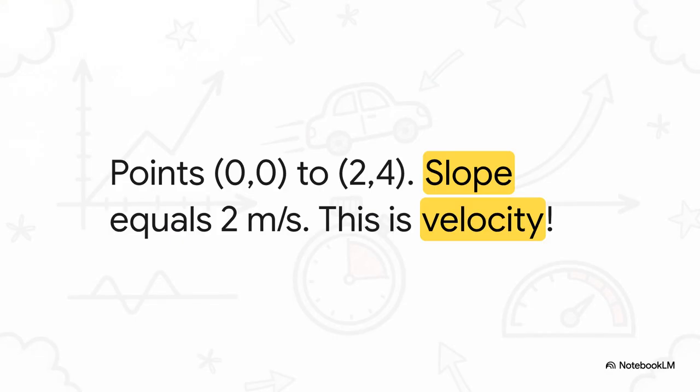Let's actually calculate this together using the points (0, 0) and (2, 4). To find the slope, we take our rise over our run. So we take our final position of 4 meters minus our initial position of 0 meters and divide that by our final time of 2 seconds minus our initial time of 0 seconds. That gives us a rise of 4 meters over a run of 2 seconds, which simplifies perfectly to 2 meters per second. Boom! You just used mathematical slope to prove velocity. By simply tracking how the position changed over time, you calculated exactly how fast that object was traveling.